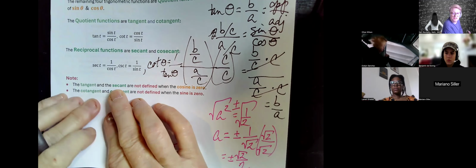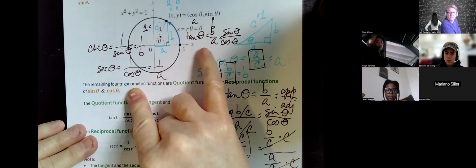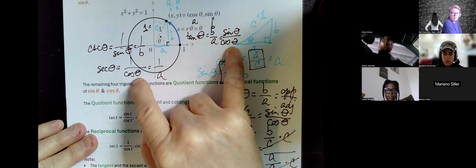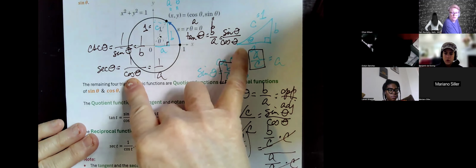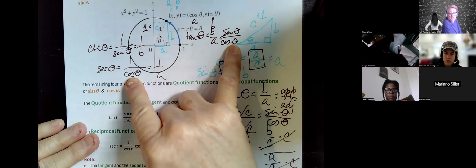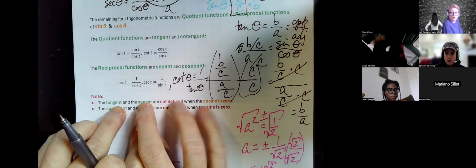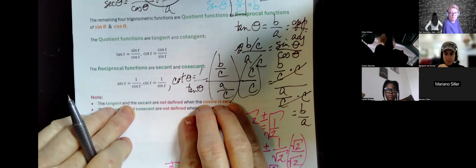When you're looking at tangent or secant, what do tangent and secant have in common? What's in the bottom of both? A. Yeah, cosine theta is in the denominator both times. And that means that tangent and secant are not defined if the cosine is 0.